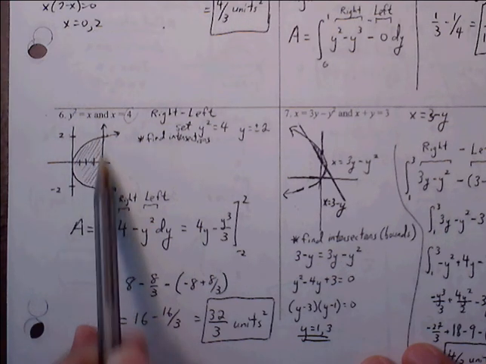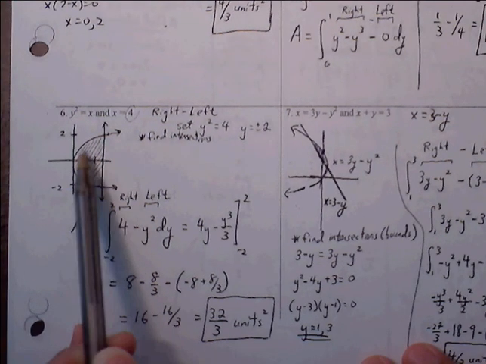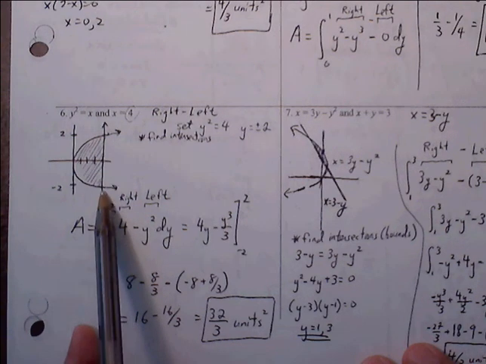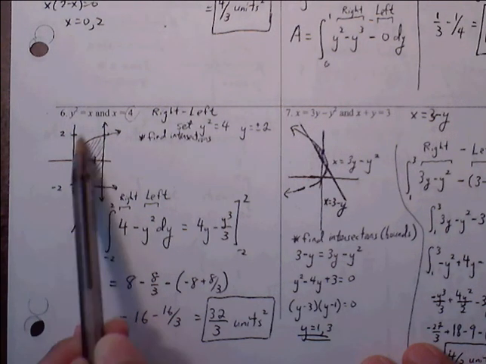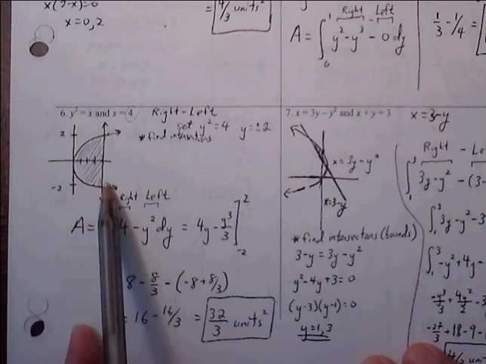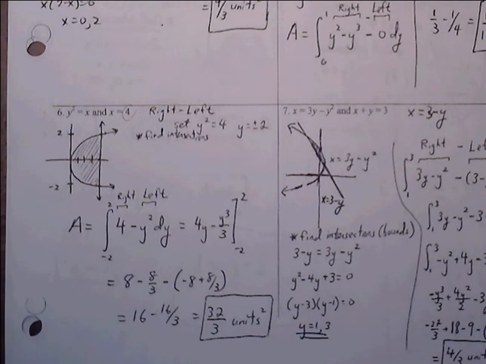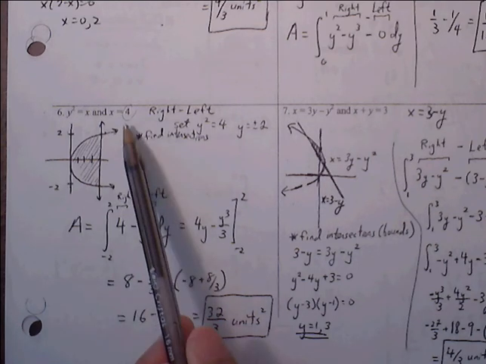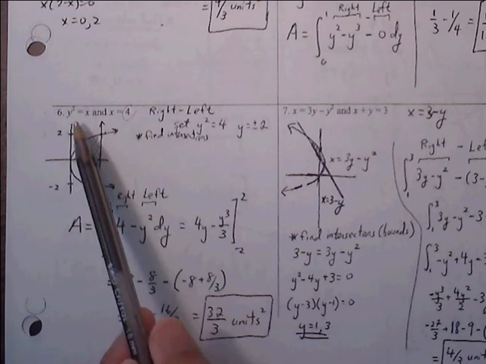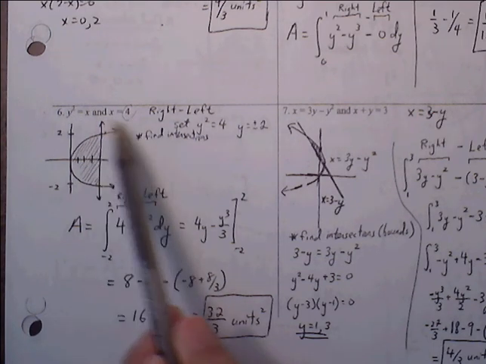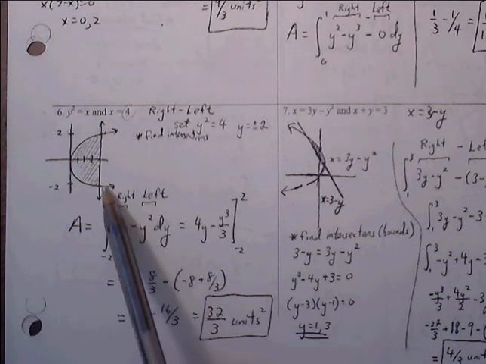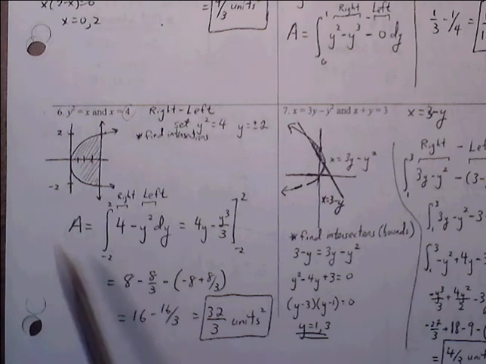And the way that these two graphs are related to one another, we see that x equals 4 is always to the right of x equals y squared in the shaded region. So we can think of this as right minus left. We have to find our bounds. We can set the two equations equal to each other, set 4 equal to y squared. So we get plus or minus 2. Negative 2 is the lower bound, positive 2 is the upper bound.